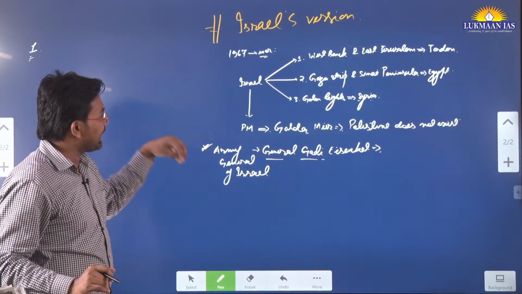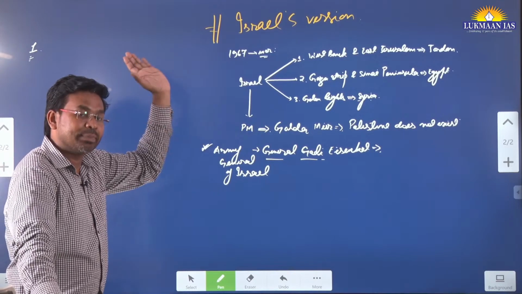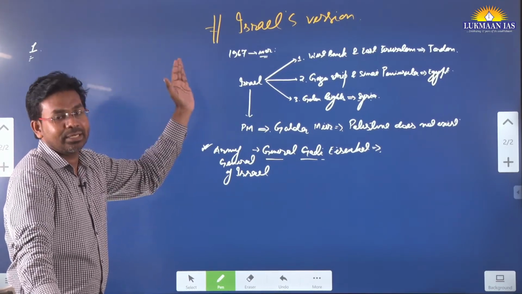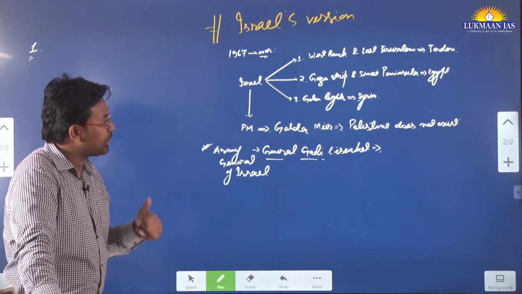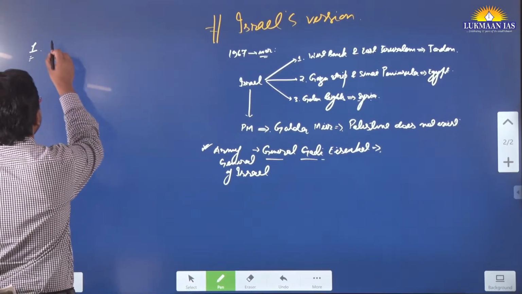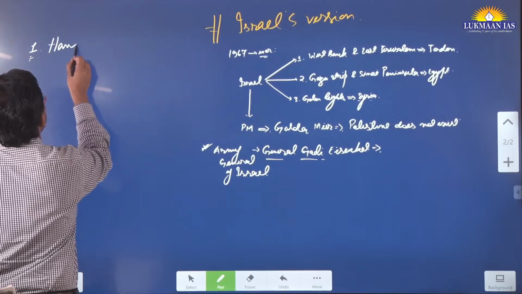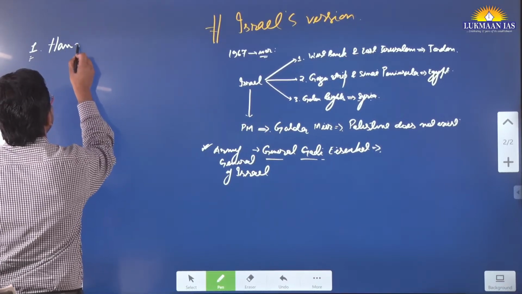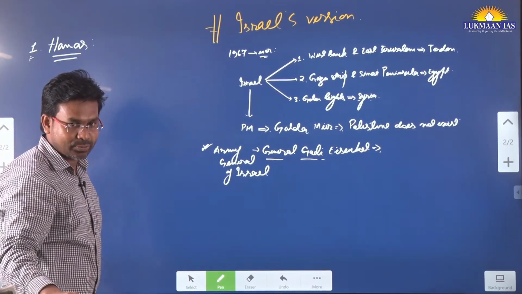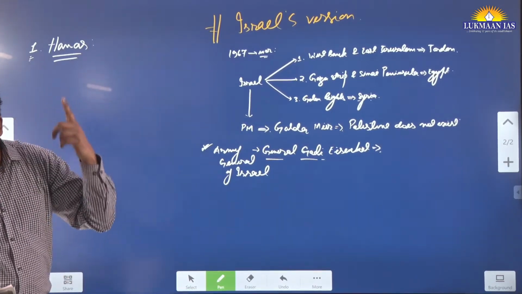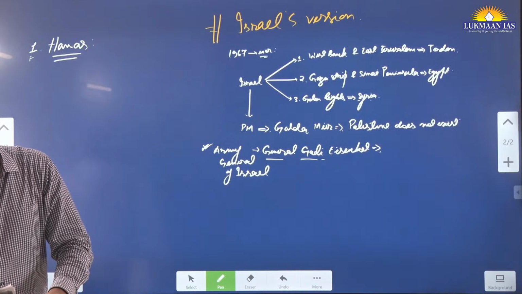But Israel has captured territories from these countries, like in 1948-49 and later on in the 1967 war. So it has captured the territory. So Hamas, that was born, was born after all of these things, right? So this is one point that the author made in this article.